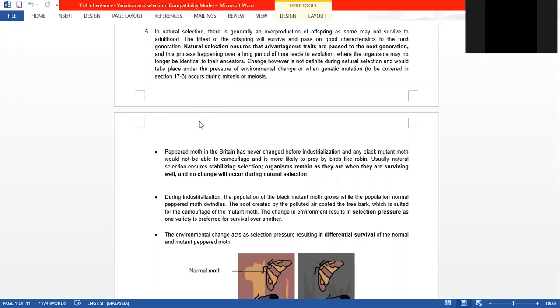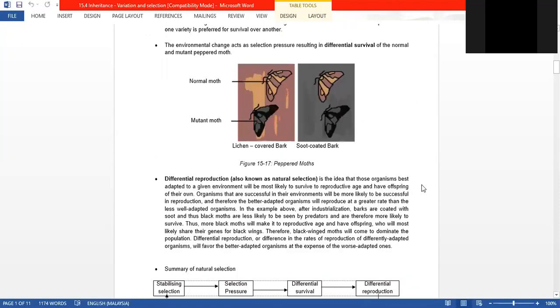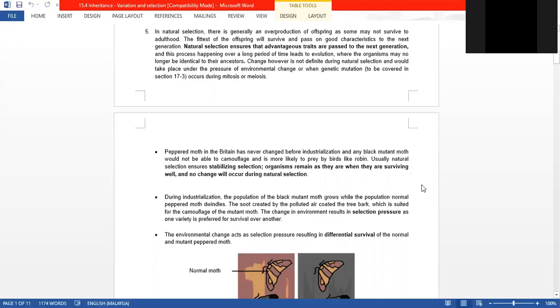Those that are not fit will die young and will not mate and reproduce to pass on their genes to their offspring. So what happened here is, you can think of it this way. In natural selection, normally first there is ample food. That means the environment is quite favorable due to plenty of food. There is overproduction of offspring.